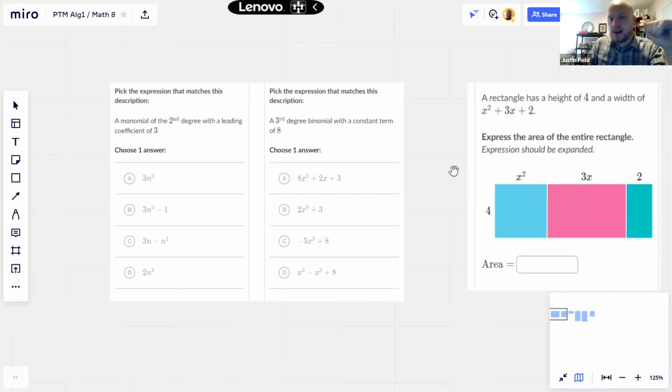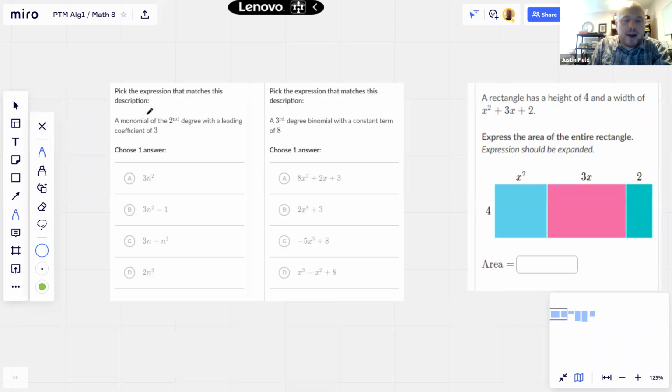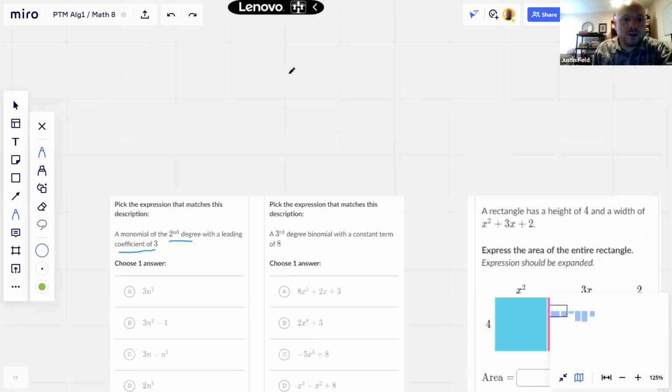But we're going to talk about polynomials, and then we're going to talk about some 8th grade math, some Pythagorean theorem. So this week is polynomials and Pythagorean theorem. Pick the expression that matches the description: a monomial of the second degree with a leading coefficient of 3. So some new vocab for you. Let's just do some work.